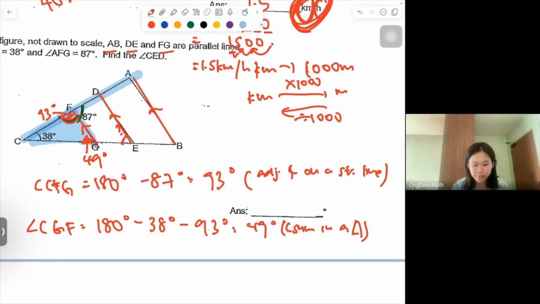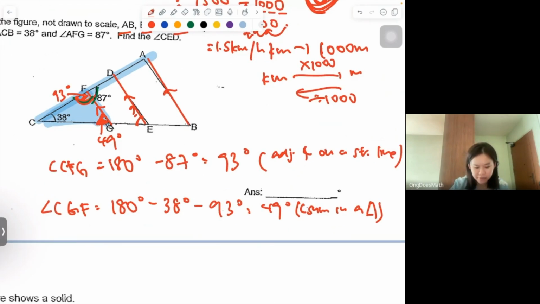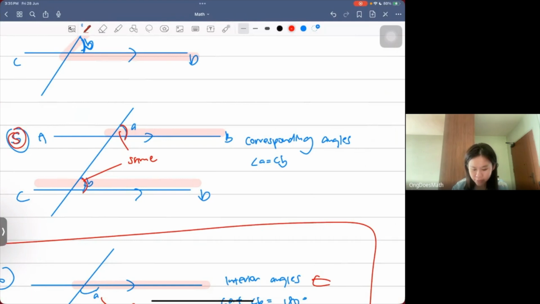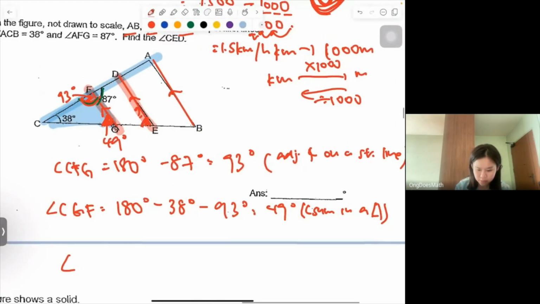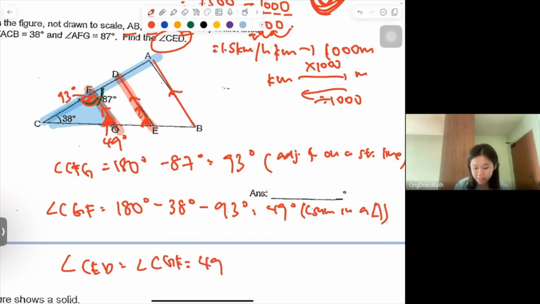Last but not least, we'll use our mighty corresponding angle rule. So if here is 49, here is also 49 because these two lines are actually parallel to each other. Corresponding angle is this one. So when two lines are parallel to each other, these two angles will be the same. So angle CED, which is what we want to find, is equal to angle CGF, which is equal to 49 degrees because of our corresponding angle rule.